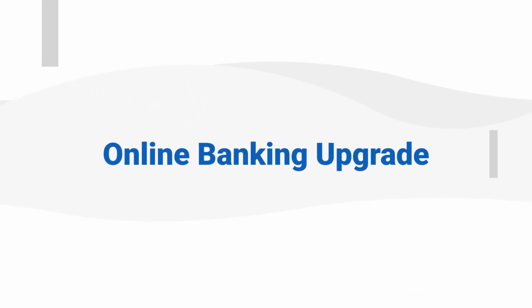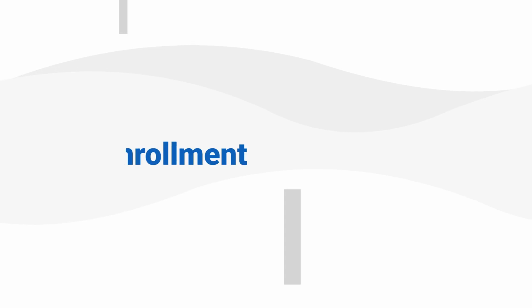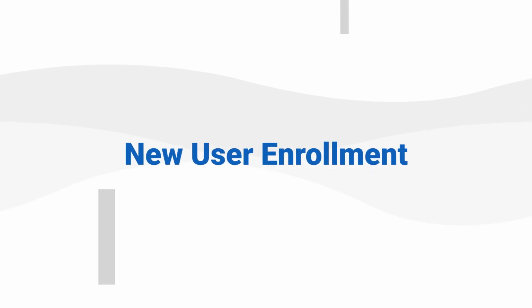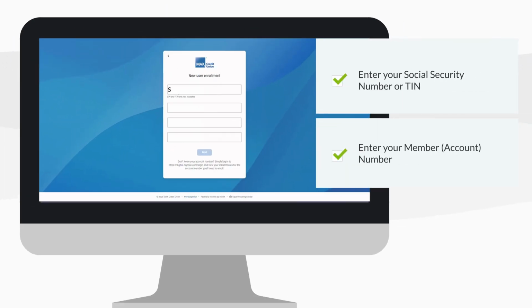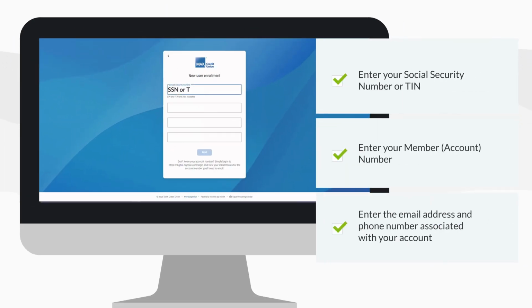Max Online Banking has been upgraded. Enrolling in the new system is easy. Enter your information. If you have more than one account number, choose one to enroll with, and we will link your other accounts to your profile.